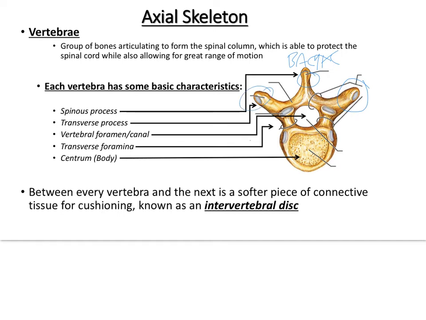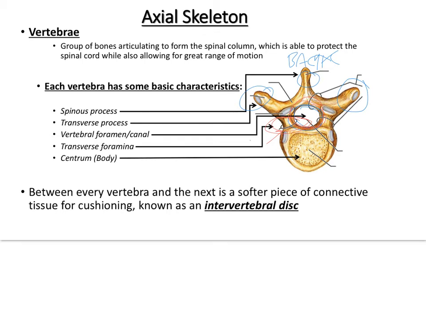Then you have the vertebral foramen, or the vertebral canal, here in the middle. This is where your spinal cord actually is, running through this hole. Then you have transverse foramina, which they're trying to indicate with this circular thing right here. If we were able to turn this picture to the side, you would see that there's also a hole out of either side of this vertebrae. And this is where nerves enter or leave the spinal cord.